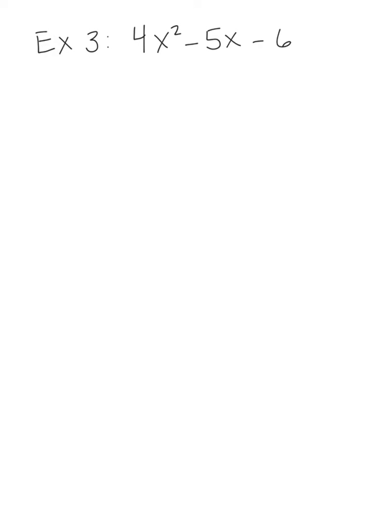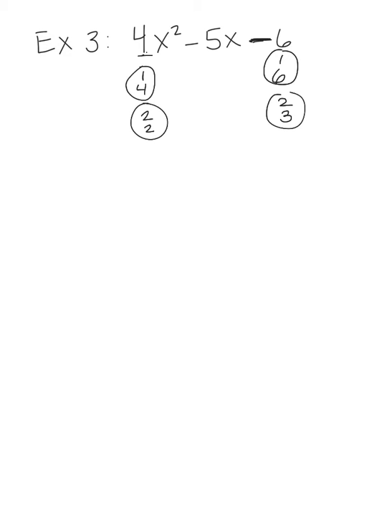Notice with my 4, I could have 1 times 4, or maybe it's 2 times 2. So there's a couple factors for the first coefficient, and there's also a couple factors for the second coefficient. So we'll try some things here. I'm looking at a negative here, so that means that either I have a negative 1 times a positive 6 would give me a negative, or vice versa.